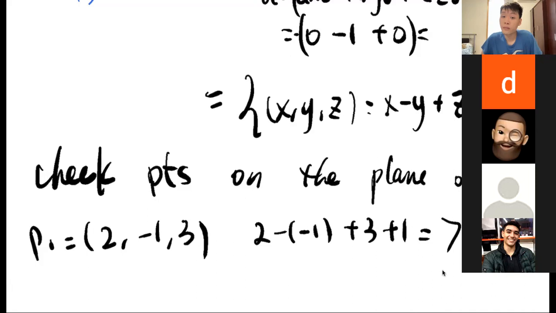(2, -1, 3). How did you get that? What do you mean by how did I get? How did you find P? Well, in this case, we want to check whether or not points are on the plane, so I pick a point in R3 and see whether or not this point is on the plane. The point is only on the plane if it satisfies the equation. That's the important part. Any questions?